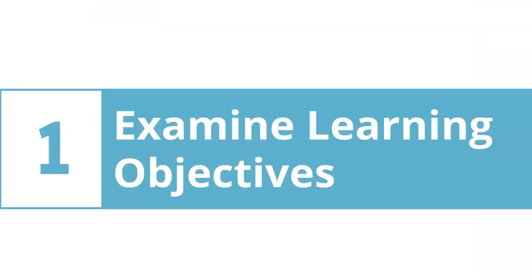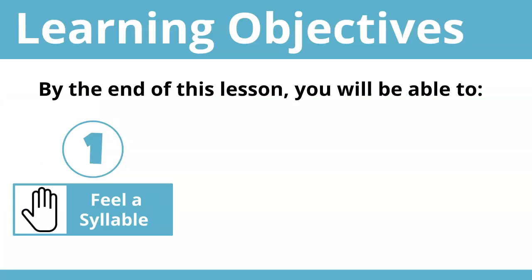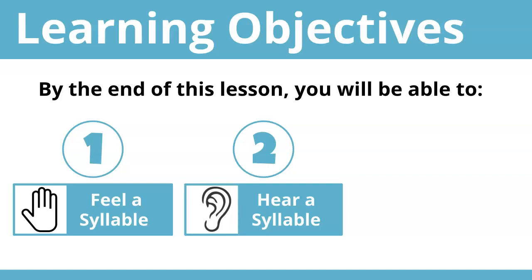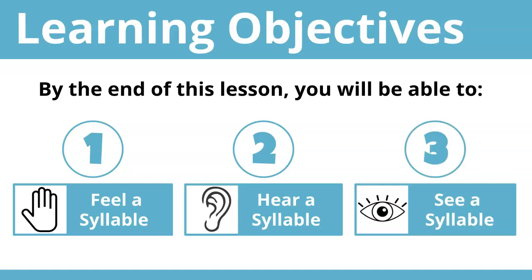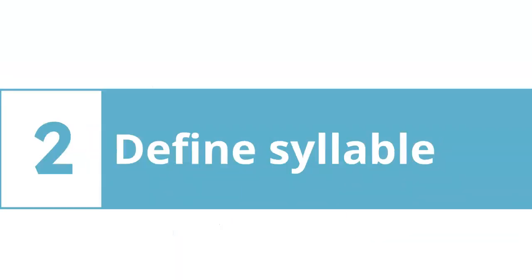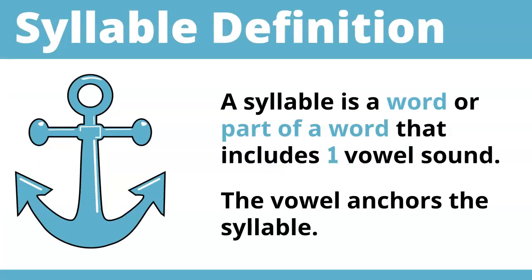Let's examine our learning objectives. By the end of this lesson, you will be able to feel a syllable, hear a syllable, and see a syllable. Let's look at the definition of the term syllable. A syllable is a word or part of a word that includes one vowel sound. The vowel anchors the syllable. Every syllable must have a vowel.